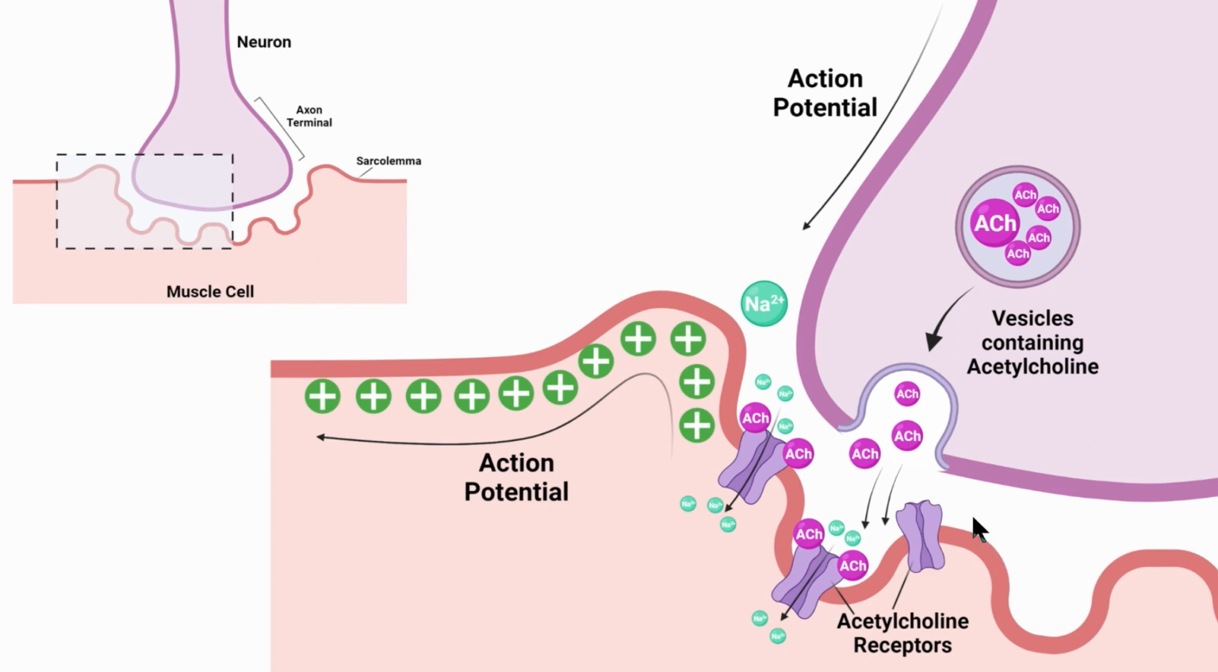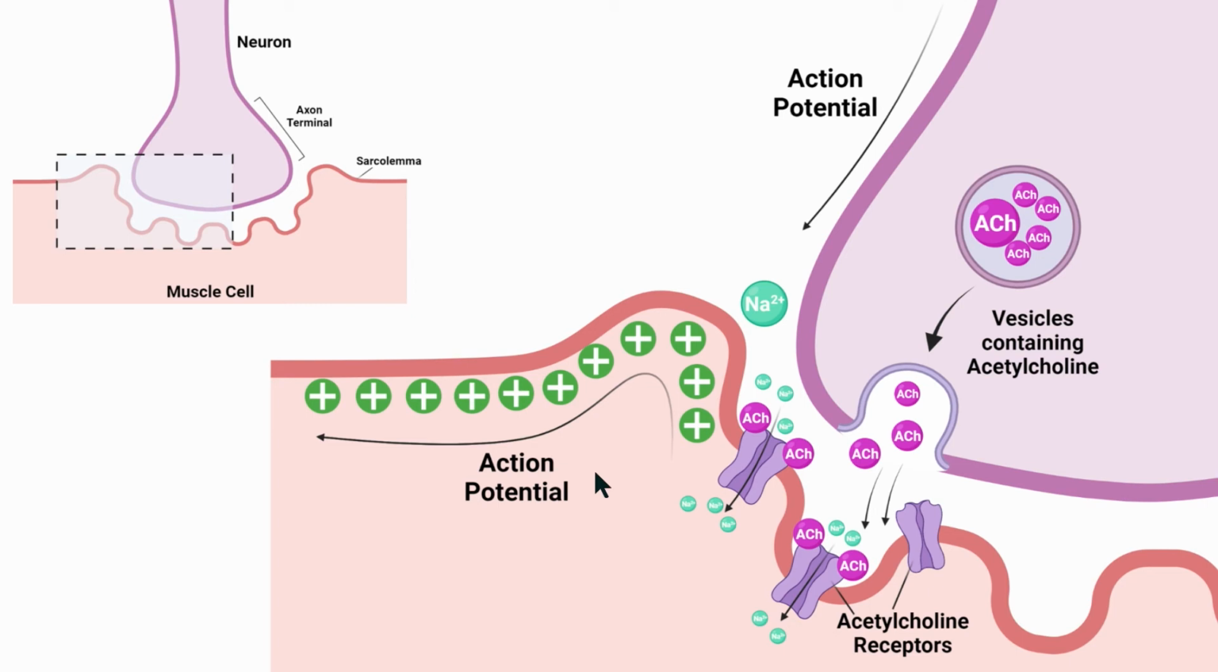sarcolemma. So here, once the acetylcholine is in this space, it binds to receptors on the muscle cell membrane, the sarcolemma, receptors that are known as acetylcholine receptors. This then opens up these acetylcholine receptors to allow the entrance of sodium. So sodium that is outside of the cell in high concentration relative to the inside of the cell will then come into the cell. This then leads to an increase in what's known as the membrane potential.